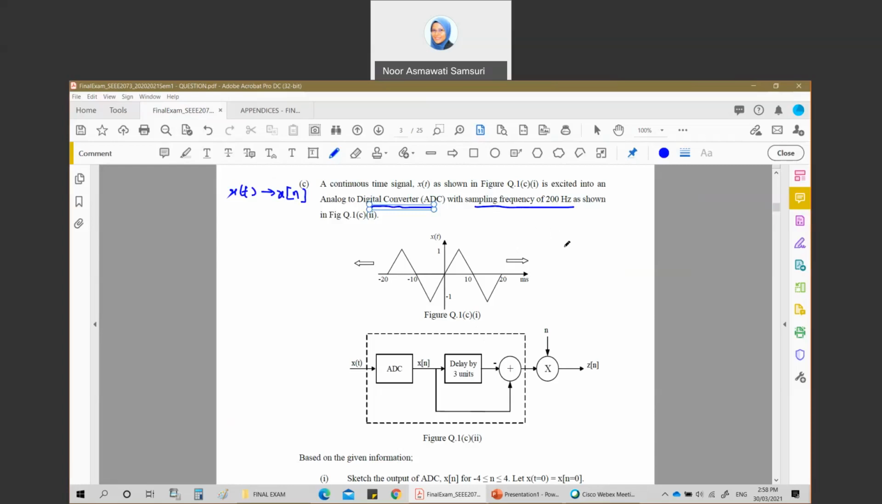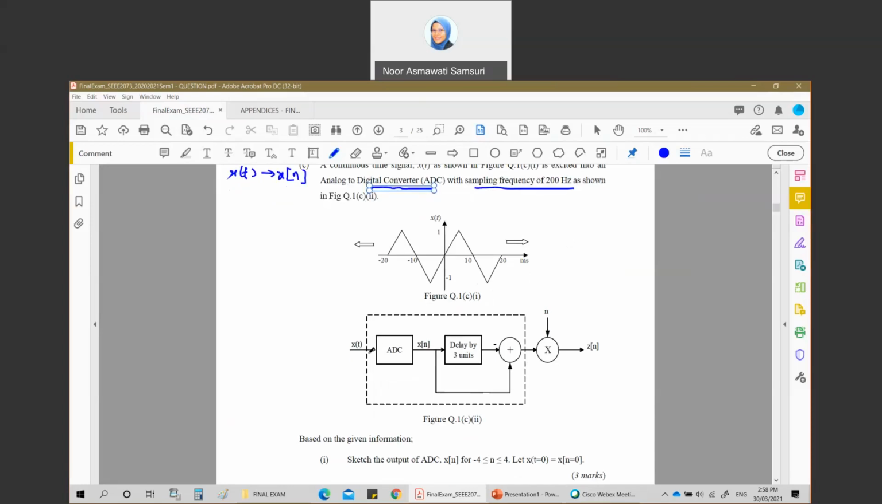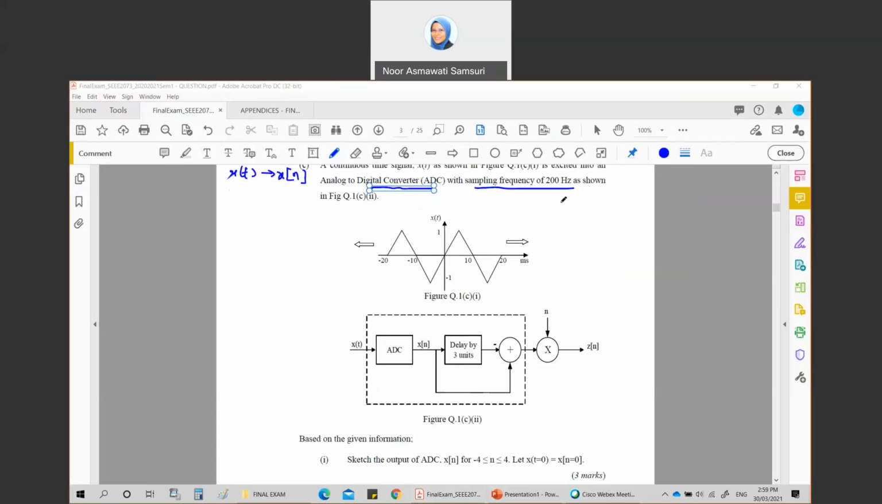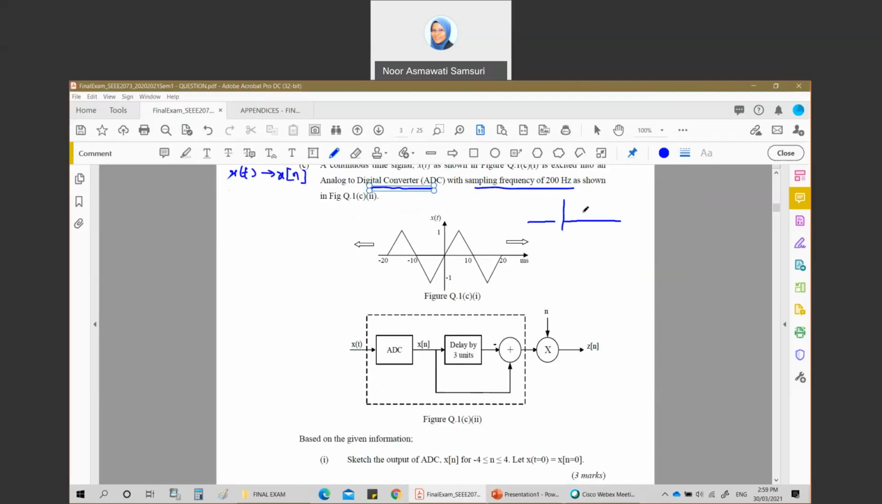So what's the purpose of this? All right, so look at the graph given to you. This is xt, the xt being injected into the ADC, and the output is the discrete signal xn. Right, so remember, if you have a discrete signal, it looks something like this. But how to know the separation distance between n equal to 1? So this is n equal to 1, n equal to 2, and so on. So how to know the separation distance?